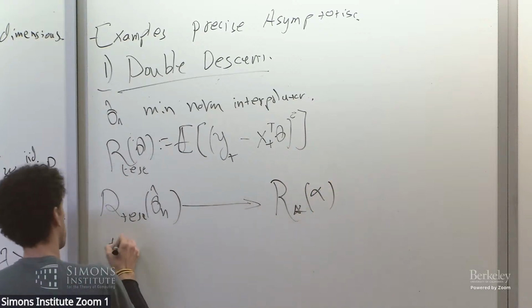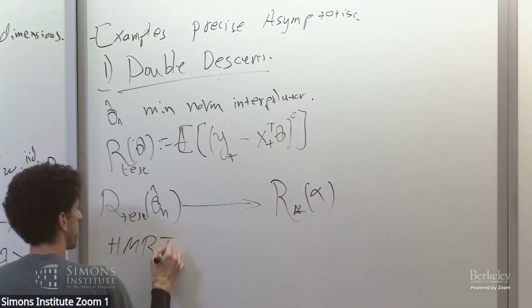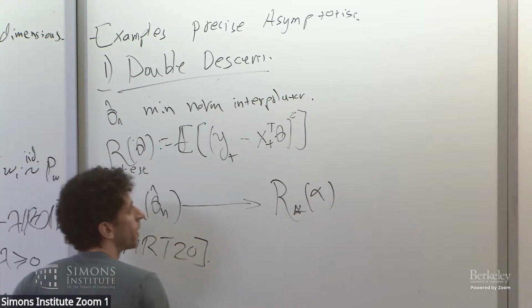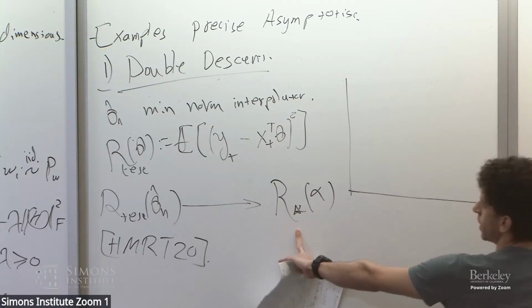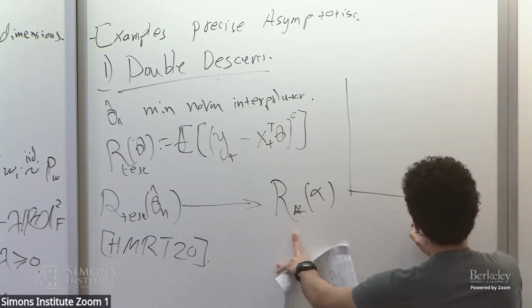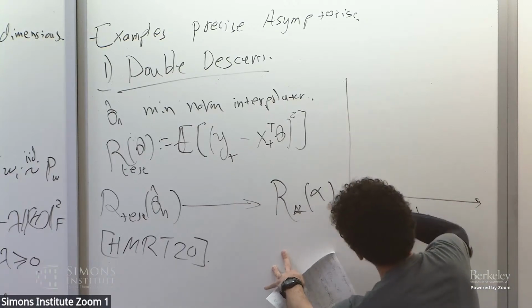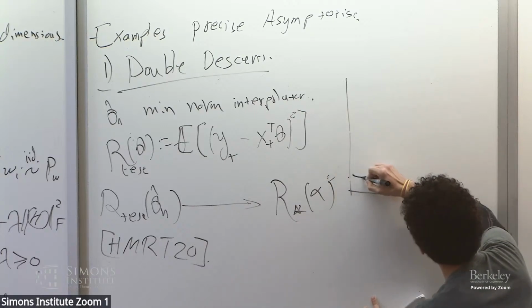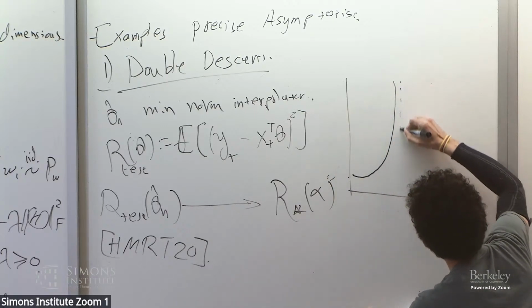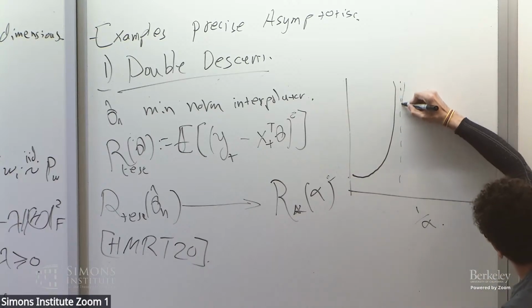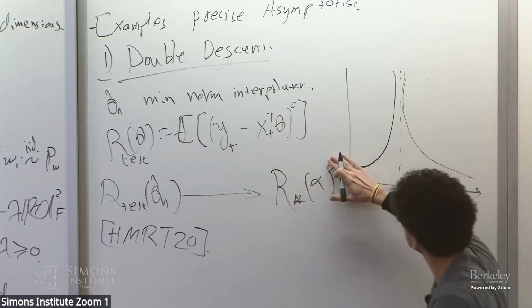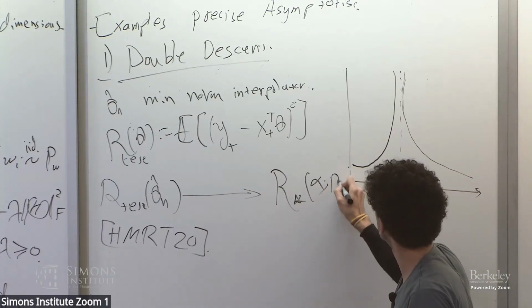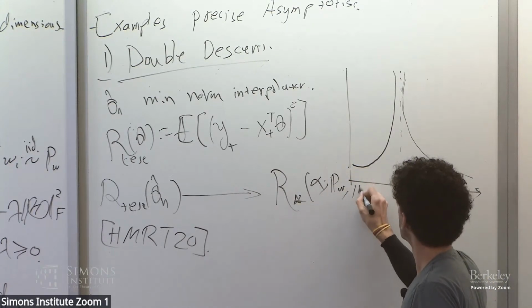For instance, one paper where this was studied is HMRT 20, and they showed that in this regime, in this limit, if you plot 1 over alpha against this quantity, you can see the double descent phenomenon. And the qualitative behavior of this curve, whether it goes above or below the initial point, depends on other things. Some of the other things it depends on, for instance, are the distribution P_W or the norm of theta 0.